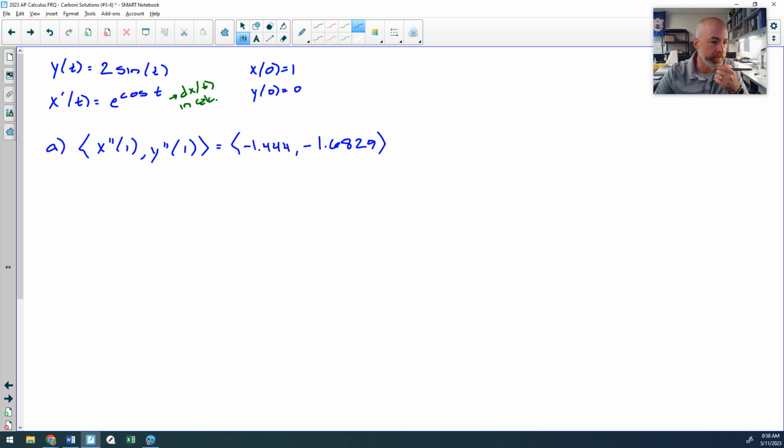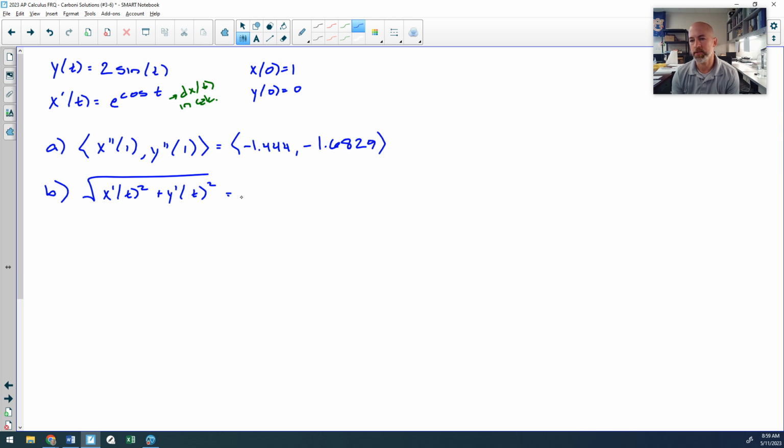Very nice question. By the way, the vector motion, the parametric motion problems are typically very nice. For 0 to pi, find the first time at which the speed is 1.5 and show the work that leads to your answer. So your speed is the function square root of x prime of t squared plus y prime of t squared.